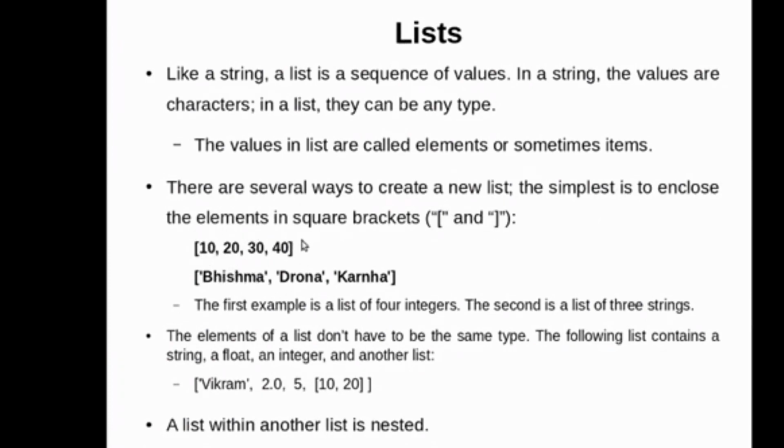The first one is an example of integer, means a list with integers, and the second one is a list with strings. Whereas even we can have a list containing different data types also. Say for example, here whatever the list it has been given, it contains a string, one floating point number, integer, and even it contains one more list inside it. Means we can have a list within a list. A list within another list is called nested list.